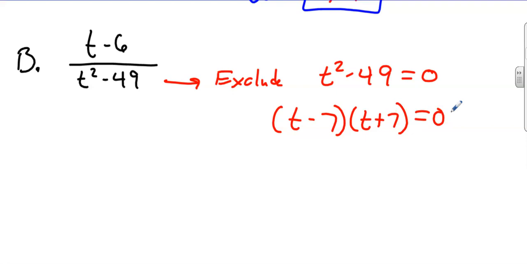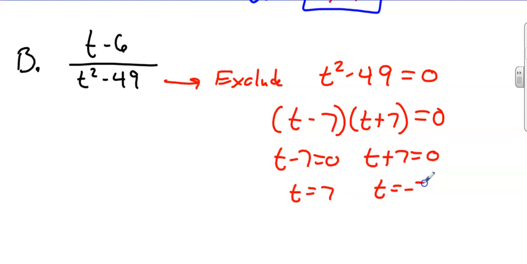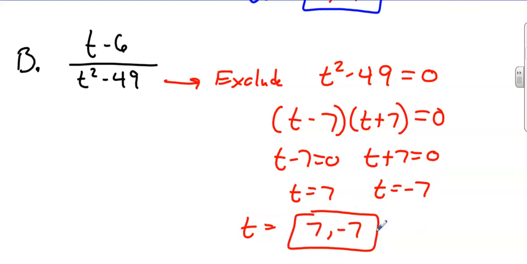And usually by this point, hopefully we go, well, if I'm solving this one, one's going to give me a positive 7, one's going to give me a negative 7, and then I've got my two answers. Okay, so that would be your two excluded values there.